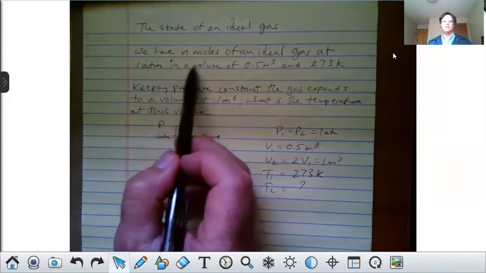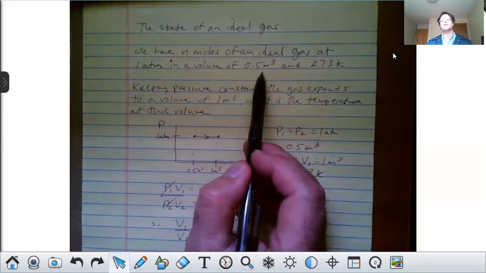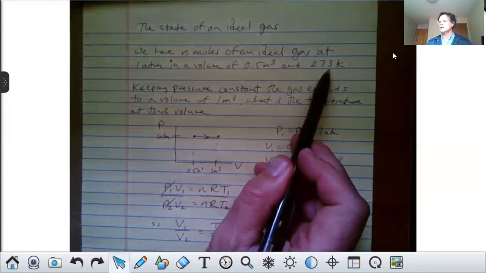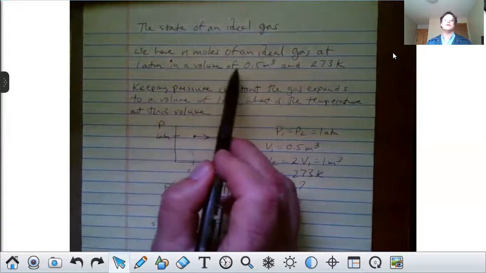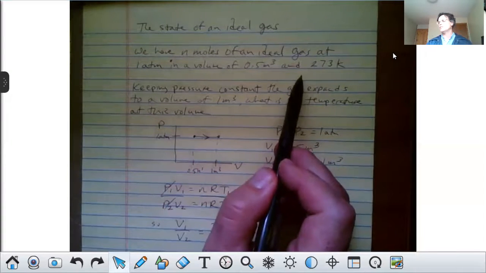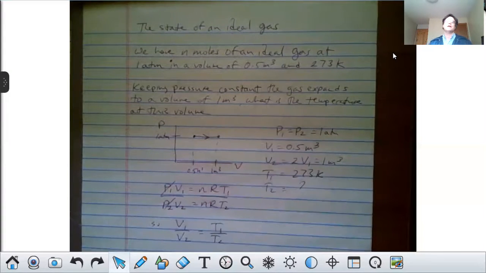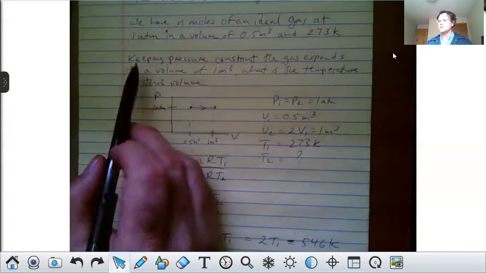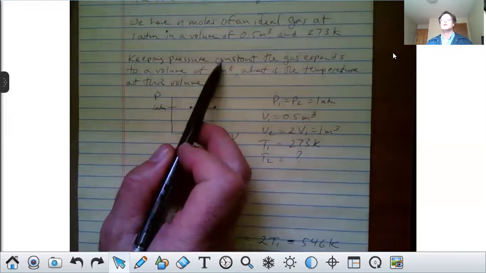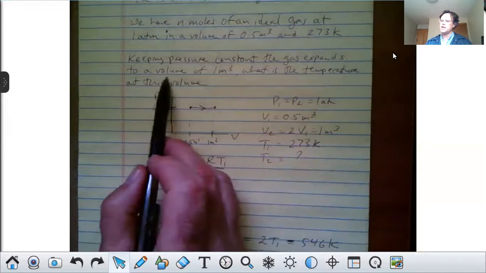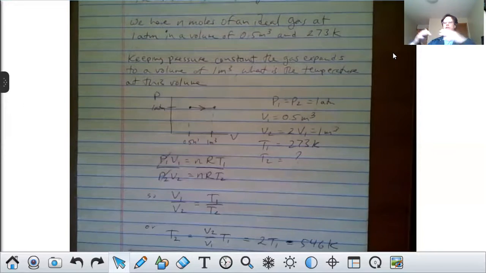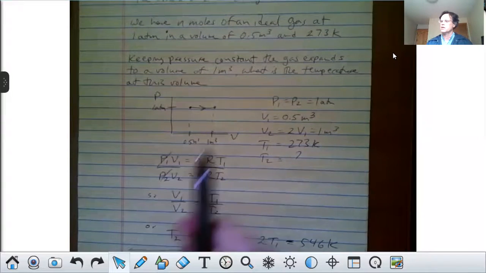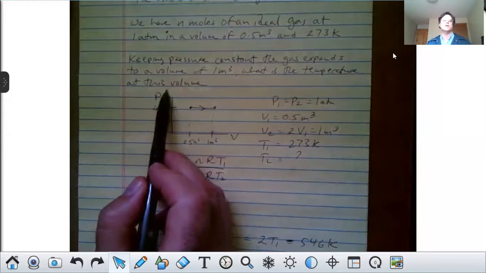But it's a certain pressure in a volume of half a meter cubed, 0.5 meters cubed, and it's at a temperature of 273 Kelvin. So we've defined the state of the ideal gas by giving these values for pressure, volume, and temperature. Now let's say we want to change the state, and we can do it in many different ways, but let's say we keep the pressure constant and make the gas expand to a volume of 1 meter cubed. So we're going to double the volume, but keep the pressure the same against the walls of the container. What is the temperature at this new volume?